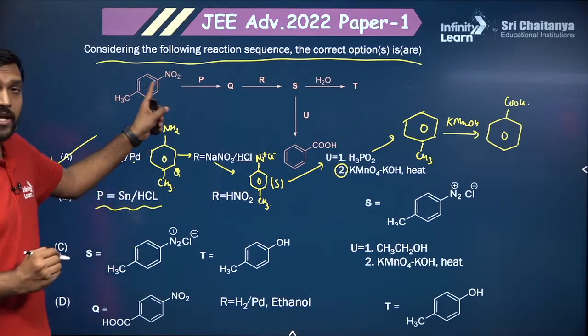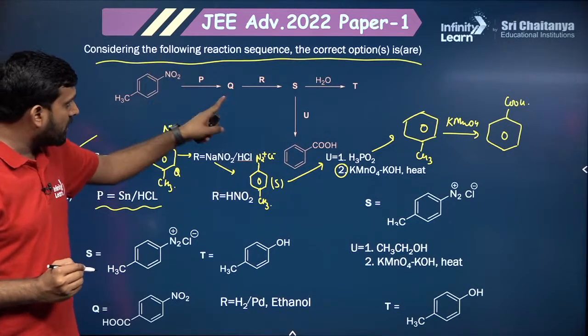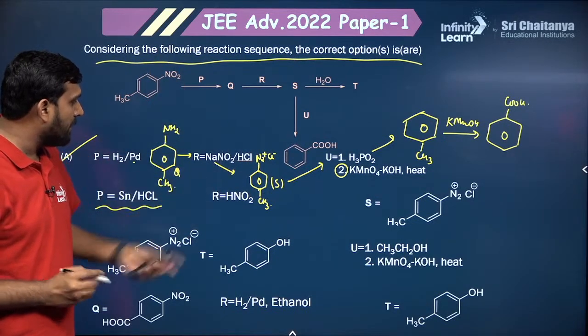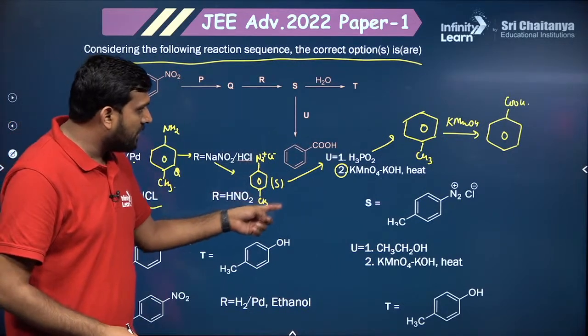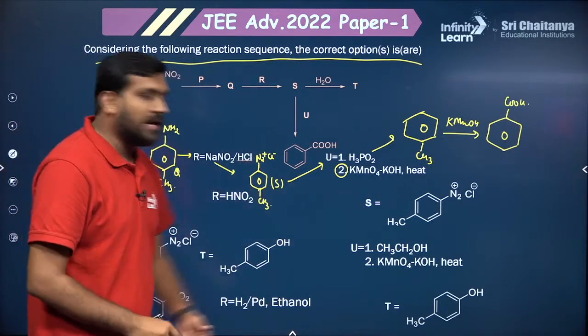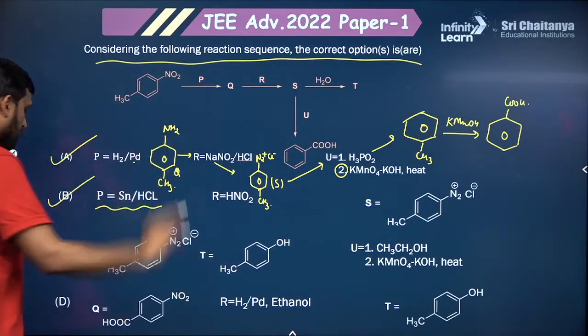Again the reduction will take place for the nitro group. It will convert into the primary amine. Same reaction will happen. Then with HNO2, the same product will be there, S. If this is S, this is what they are asking. Okay, so this is also correct. There is no mistake in that.